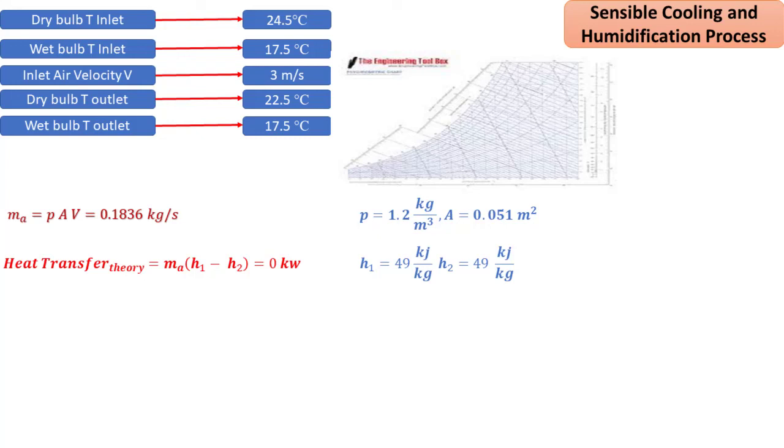The difference between enthalpies shows the amount of heat rejected in a cooling process, and from the value of specific humidity from the chart, you will get the amount of moisture content increased in the outlet condition of the air. So this is how a cooling with humidification process takes place in the experiment.